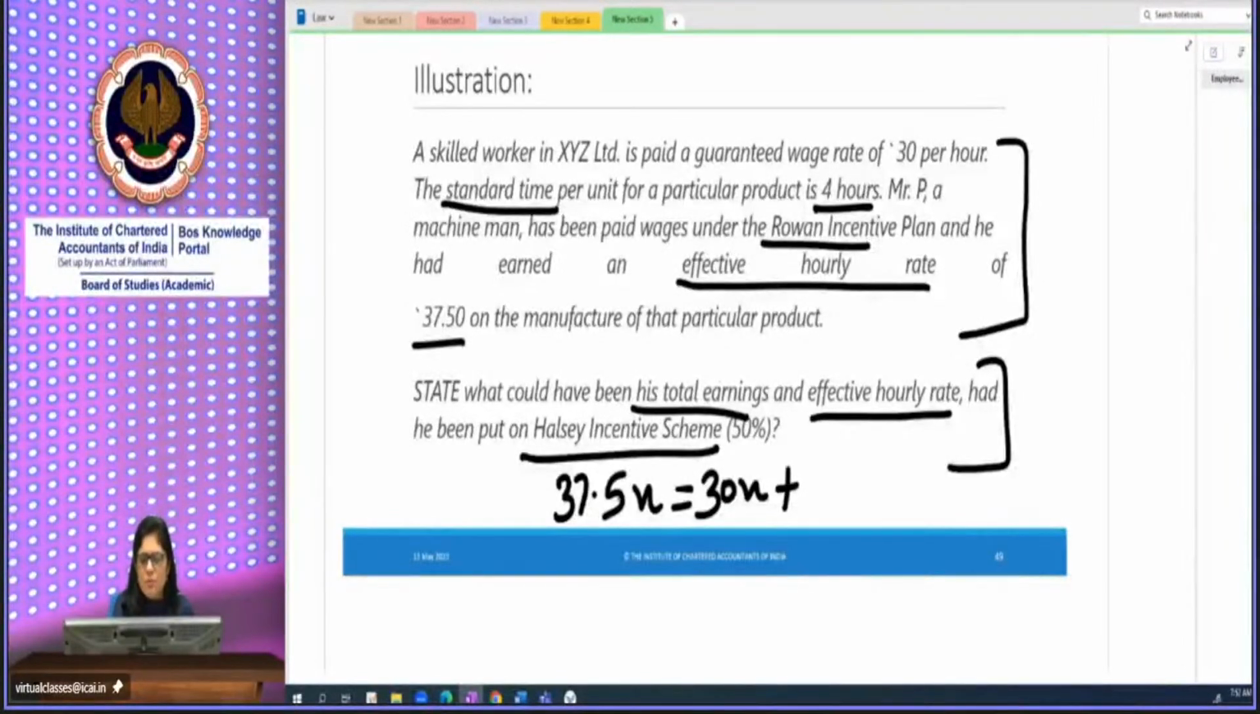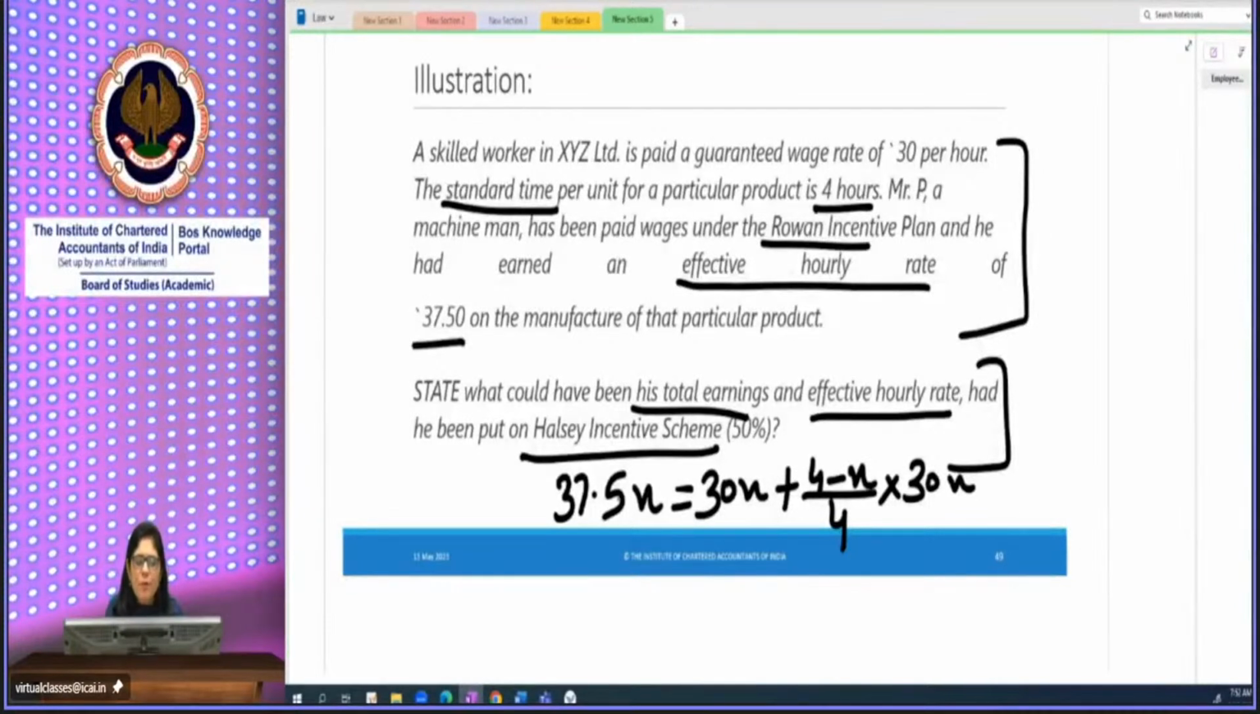Now the bonus. Bonus as per Rowan means time taken over time allowed, times time saved. What is time saved? Time saved is time allowed minus time taken. So we know time allowed, and time taken we don't know, divided by time allowed, which we know, into 30x. So this is the equation that will be formed. We have assumed time taken as X.